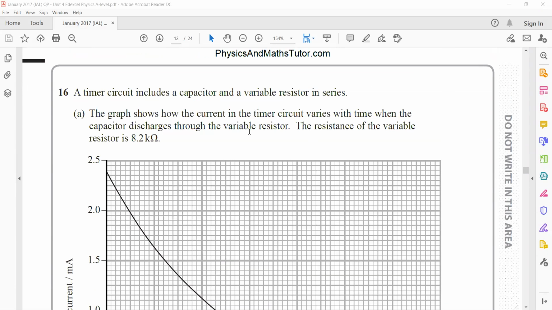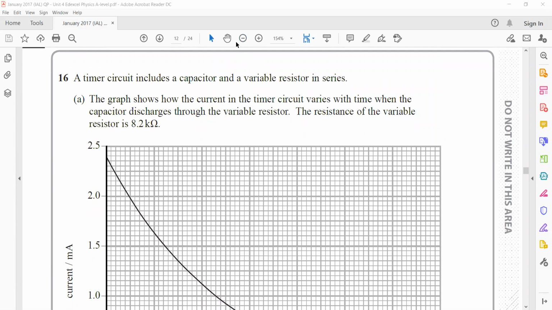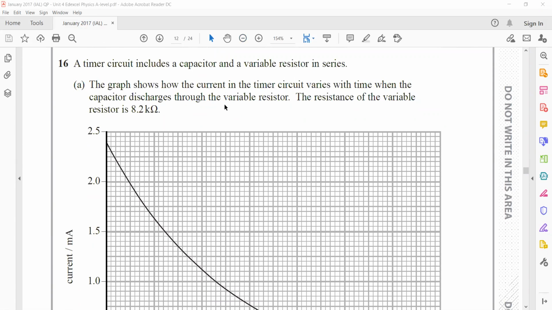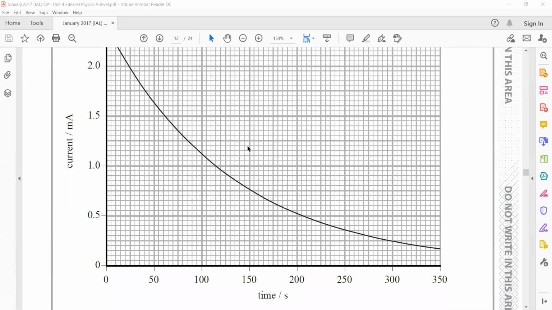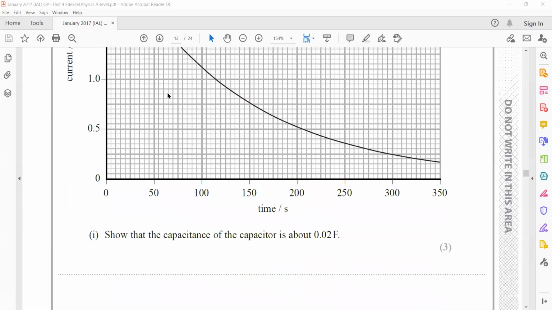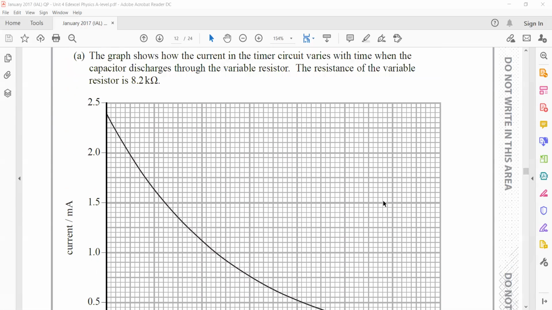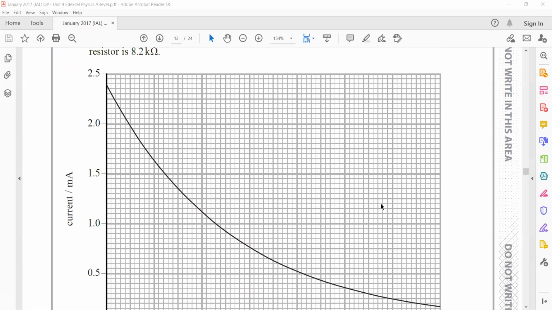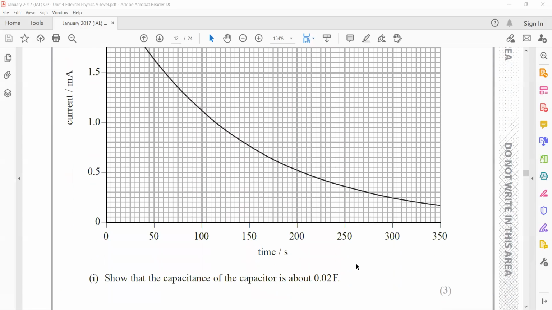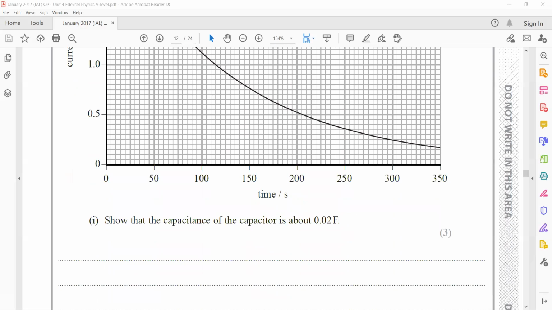Okay. The timer circuit include a capacitor and a variable resistor. They are connected in series. The graph shows how the current in the timer circuit vary with the time when the capacitor discharged through a variable resistor. The resistance of a variable resistor is 8.2 kilo ohm or 8,200 ohms. The variation is shown. Show that the capacitance of a capacitor is about 0.02 farad. So how we can work out, and it's of 3 marks.